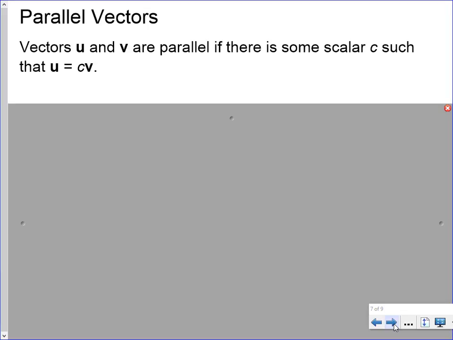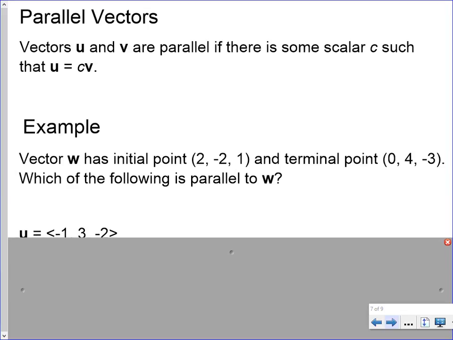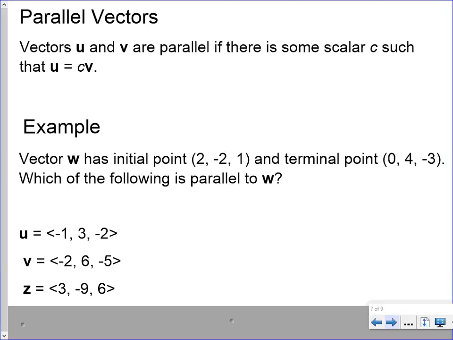Here's an example that will give you an idea of how this works. Vector W has an initial point at (2, -2, 1) and a terminal point at (0, 4, -3). Which of the following is parallel to W? And I have a list of 3 vectors. So let's brainstorm. What kind of tasks would we be doing so that we could check to see if these are parallel?